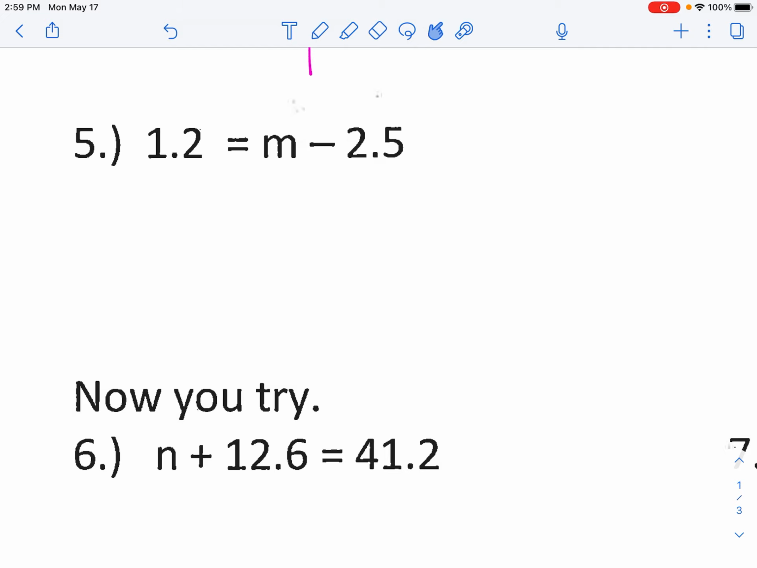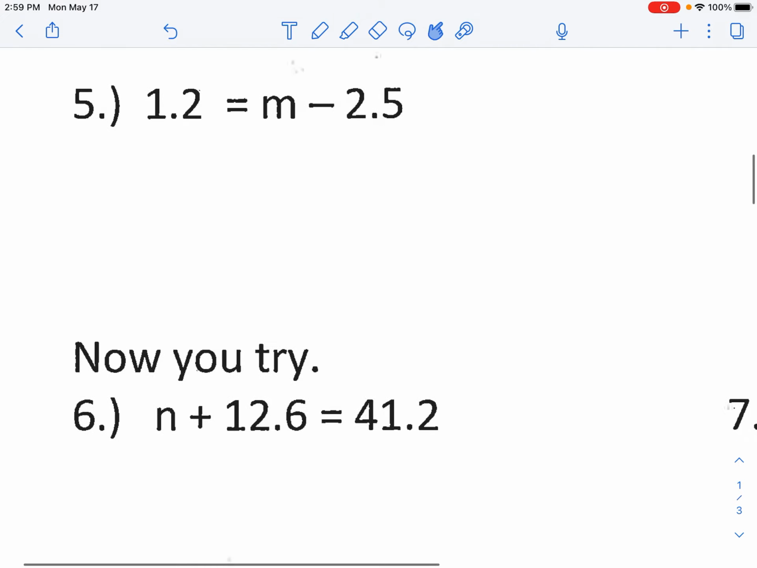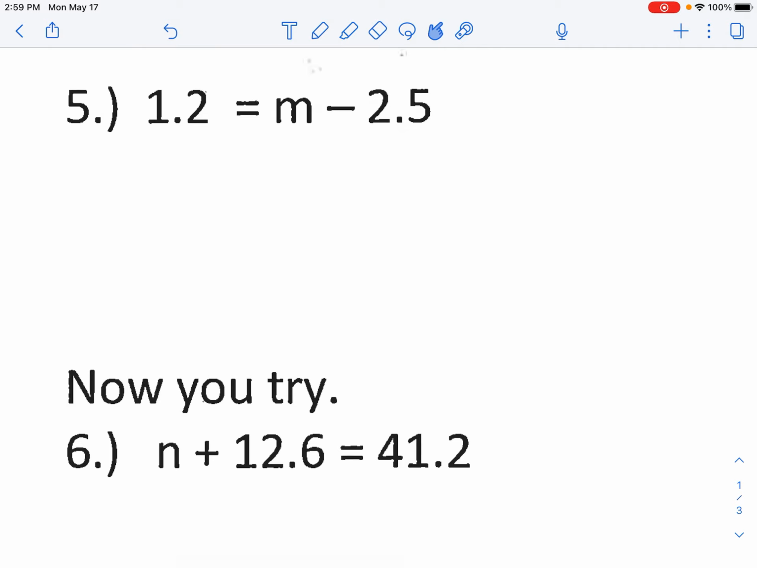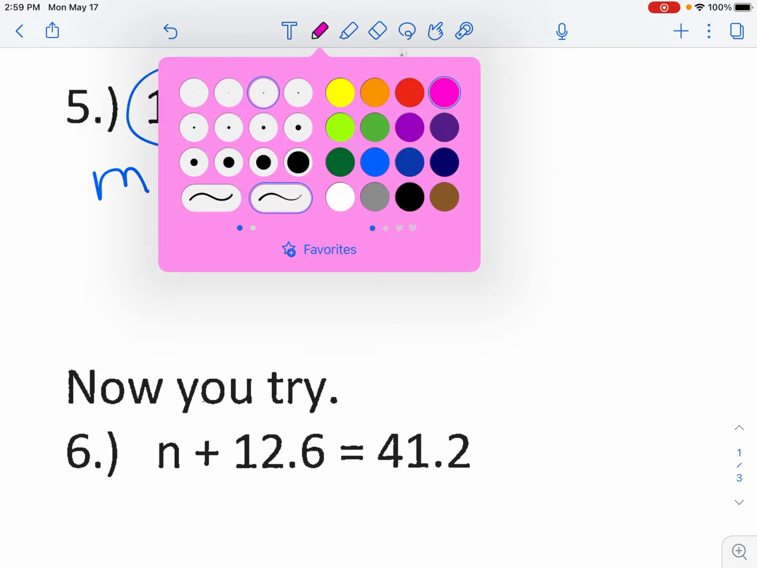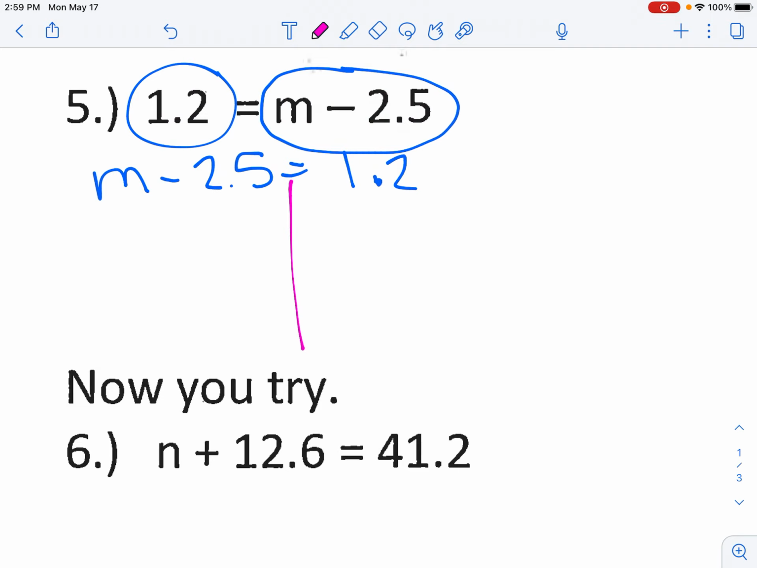1 2/10 is equal to m minus 2 5/10. Now remember, from the first day of notes, I said that I always like to have my variable on the left. So what we are allowed to do is take all of this and flip it over here, and take 1 2/10 and flip it to the right. Those two things mean the same thing. So now I'm ready to solve.